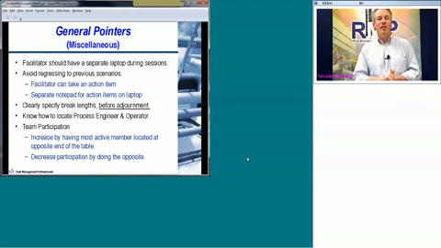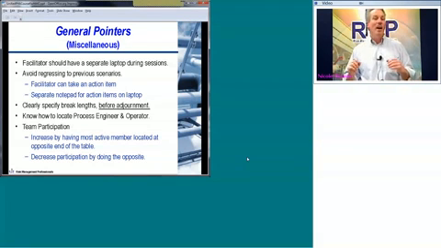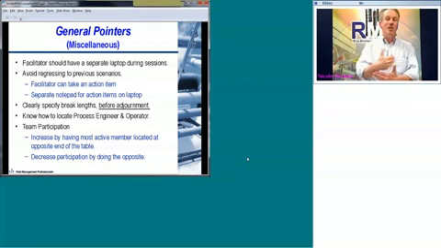We talked about the separate laptop. We want to avoid regressing to previous scenarios. A lot of times the team has an idea that impacts something that they've already done. The facilitator, I usually will take a note and I'll take care of it offline, because if it's clearly laid out and it's just a simple augmentation of a previous one, you don't want to spend a lot of time going back and forth. It really burns team time. When you're doing breaks, make sure you clearly specify the break length before they leave. A lot of people like to take long breaks.